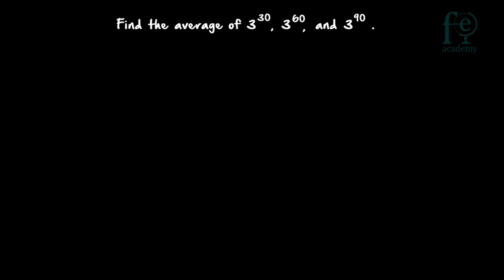Question number 2. Find the average of 3 raised to 30, 3 to the power of 60 and 3 to the power of 90. So we have to find out what is the average of 3 raised to 30, 3 raised to 60 and 3 raised to 90. What is the average in the normal case? The average will be equal to the total divided by the number of observations. So here what will be the total? 3 raised to 30 plus 3 raised to 60 plus 3 raised to 90, the whole divided by 3. 3 is the total number of observations.